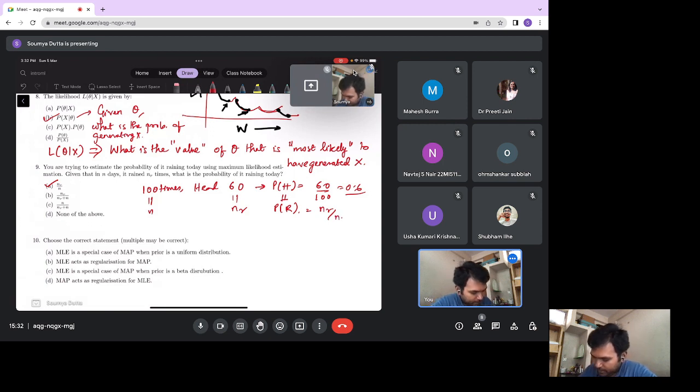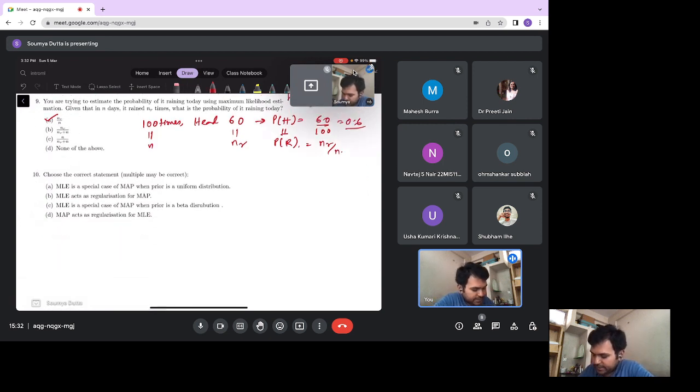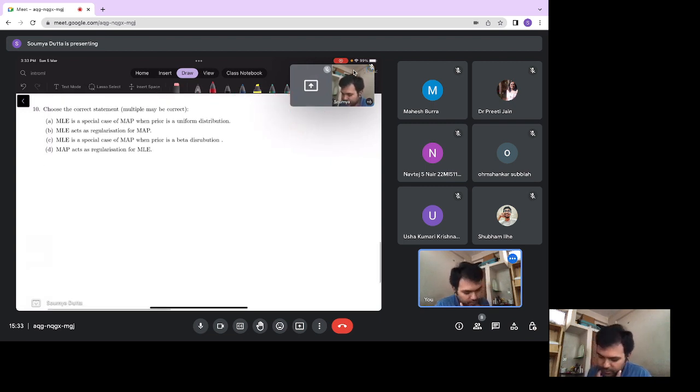Okay. So the last question is, choose the correct statement. Multiple may be correct. MLE is a special case of MAP when prior is a uniform distribution. MLE acts as a regularization for MAP. MLE is a special case for MAP when prior is a beta distribution, and MAP acts as a regularization for MLE. Okay, so let's see.